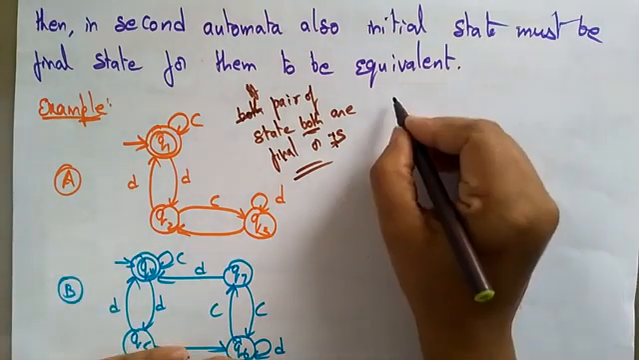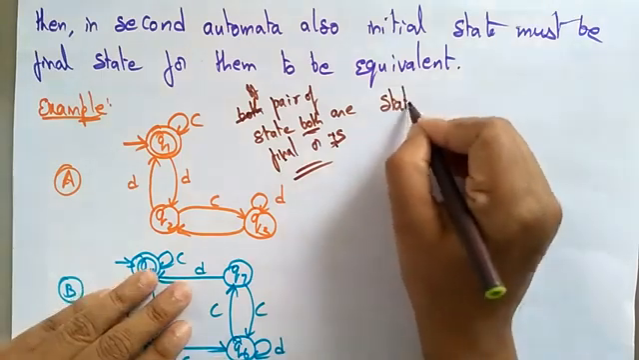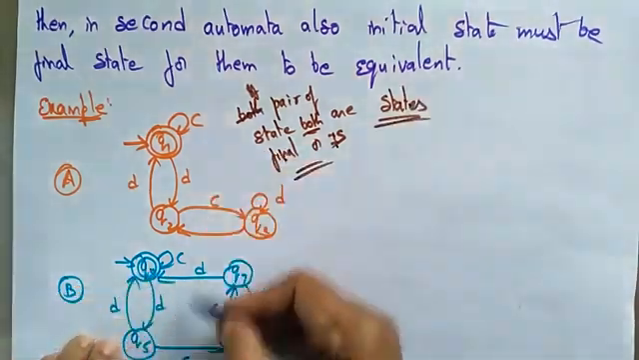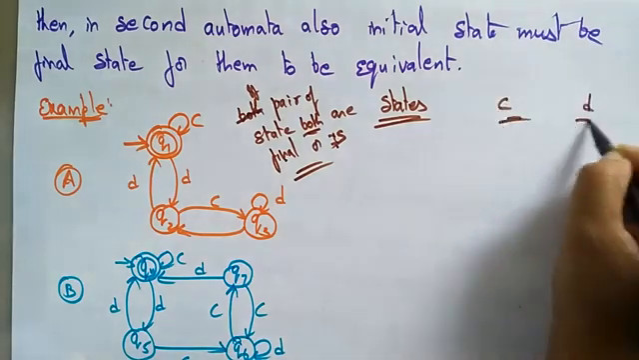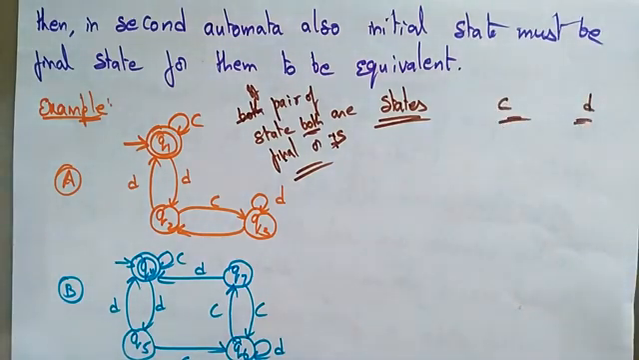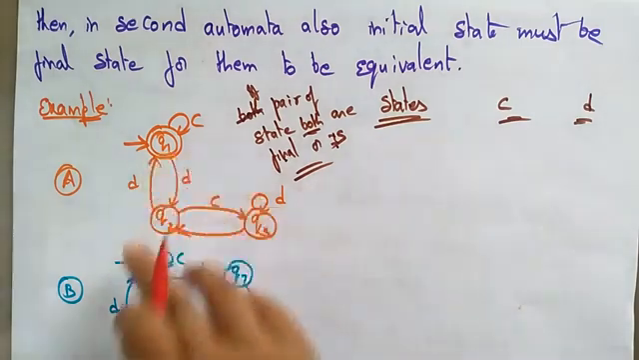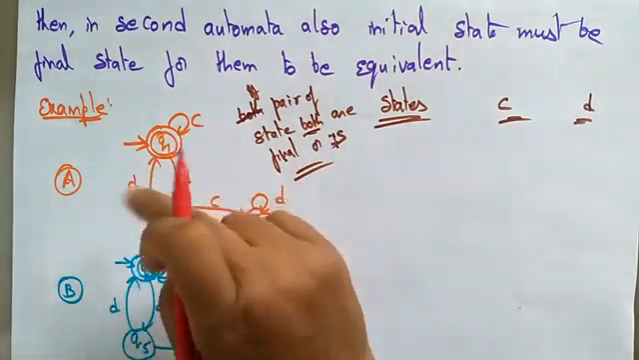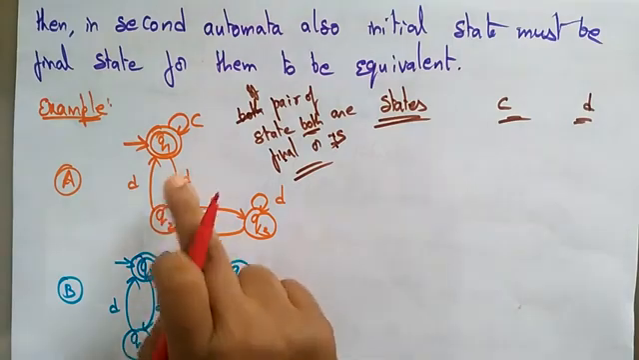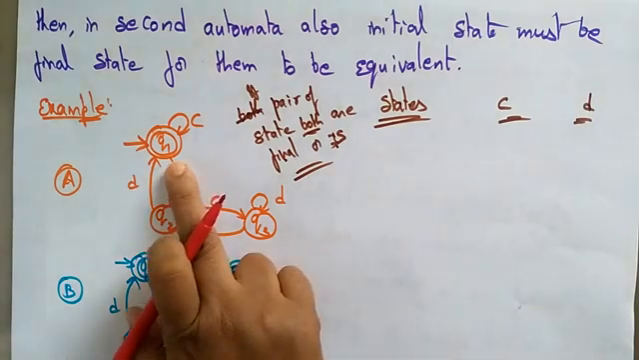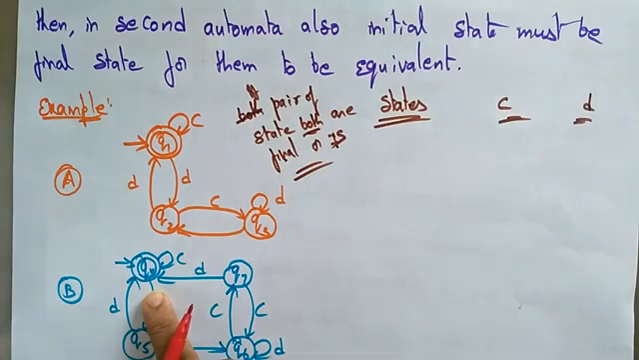Let me explain with this example. Let me take the states. The inputs for these two automata are C and D. First let's take the initial states in automaton A and automaton B. Here the initial state and the final state is Q1, and here also the initial state and the final state is Q4.